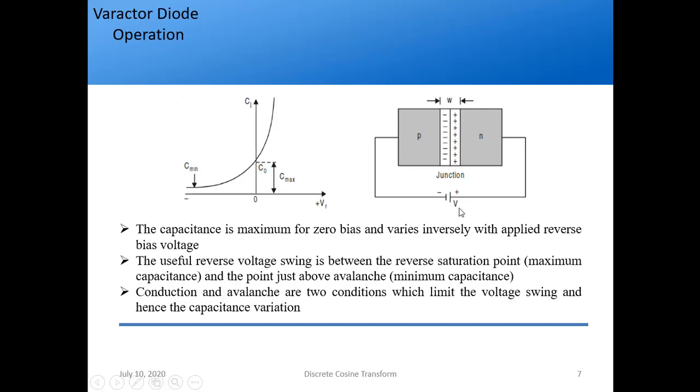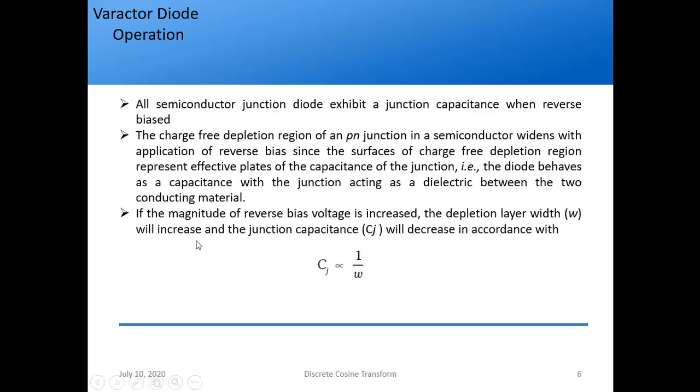What happens if there is a zero bias, that is, a short circuit? A maximum capacitance is achieved. But if you increase the reverse bias, that is, you increase the negative voltage, what will happen? The capacitance will decrease. So the capacitance is maximum for zero bias and varies inversely with applied reverse bias voltage. Obviously, we know from basic diode theory that the depletion layer width will increase. C is epsilon A by d, so capacitance will decrease. That is what is mentioned here.